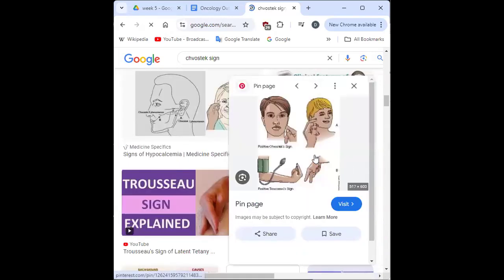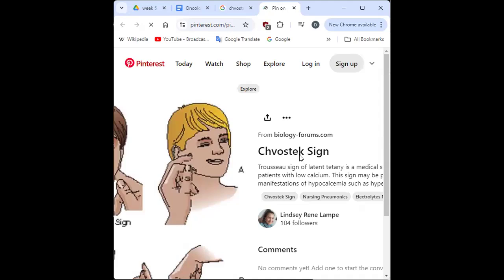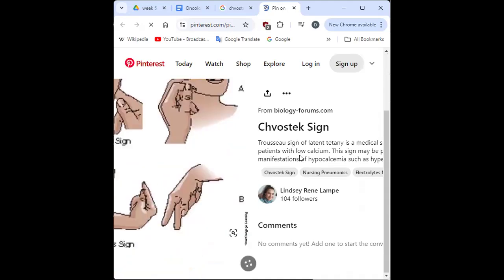So it's your Chvostek sign, which is when you put a little bit of pressure on a specific part of your face where the nerves are, it causes a reflex to flinch. And then the other one is the Trousseau sign, which is when you put a blood pressure cuff on someone inflated, it will cause their arm to do gang signs.